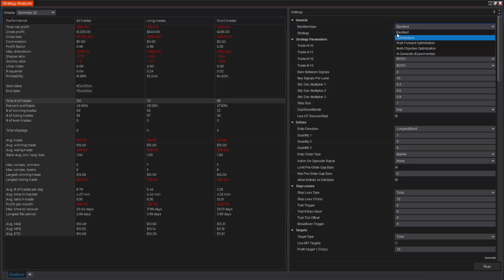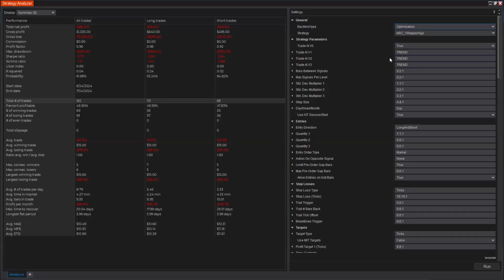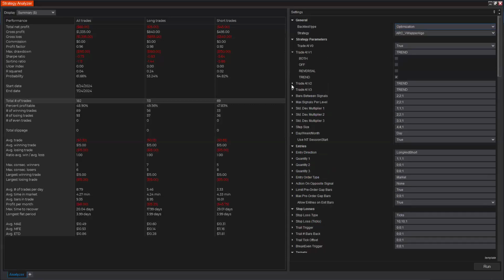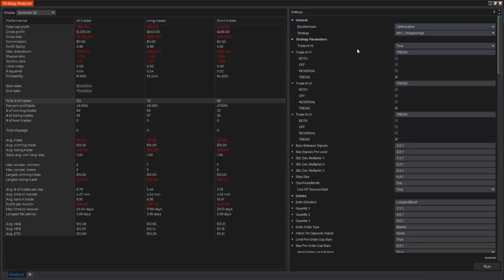Let's just go straight into optimization. And what we're going to do is we're going to optimize the levels. We're going to optimize for level 0. We're going to optimize for this, so both reversal or trend. Now, I'm going to do only these two to start with. I'm going to turn these other ones off. And you'll see kind of how I go about this on this particular algo.